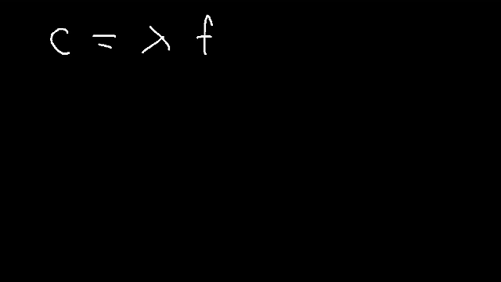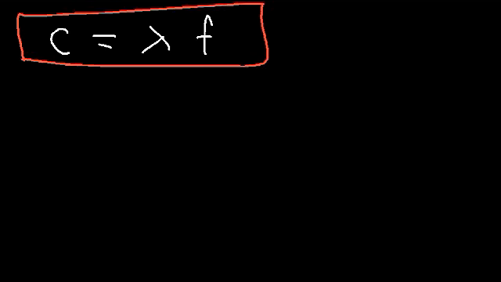Now, this equation is for a vacuum. In a different material, you might see this equation. v is just the velocity of light, or the speed of light, in a different material other than a vacuum. And lambda is the wavelength of light in that material.